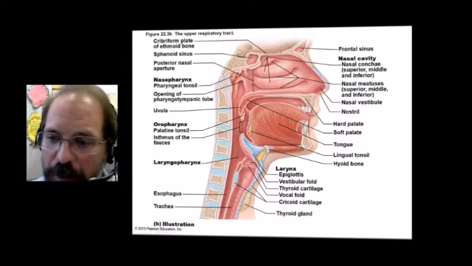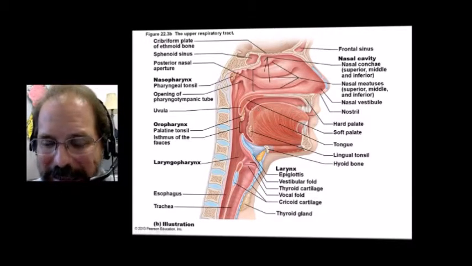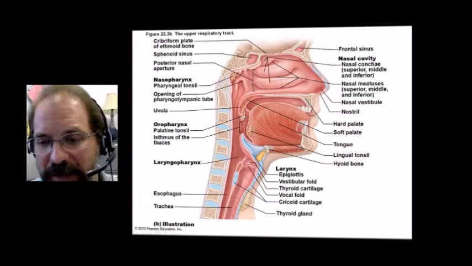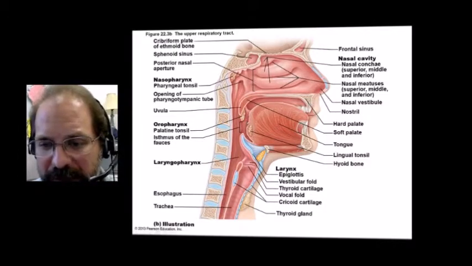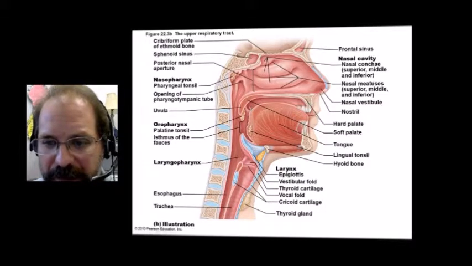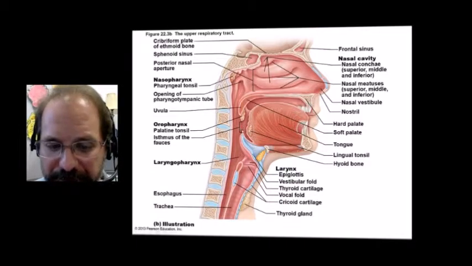And if you open your mouth and stick the tongue out and say, ah, it is the palatine tonsils that the doctor is observing. At the base of the tongue, but something that would require a scope to be able to see, is the lingual tonsil. And that's at the base of the tongue, just superior to the epiglottis.